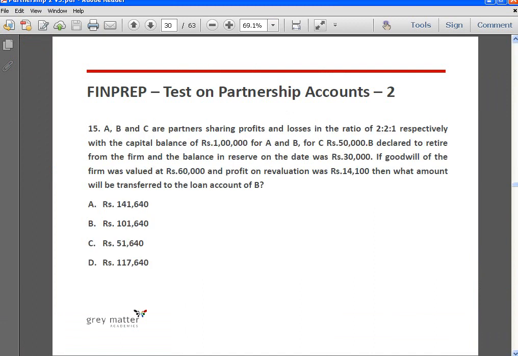Next, A, B and C are partners sharing profits and losses in the ratio of 2:2:1 respectively, with capital balances of rupees 1 lakh for A and B, for C rupees 50,000. B declared to retire from the firm and the balance in reserve on the date was rupees 30,000. If goodwill of the firm was valued at rupees 60,000 and profit on revaluation was rupees 14,100, then what is the amount that will be transferred to the loan account of B?